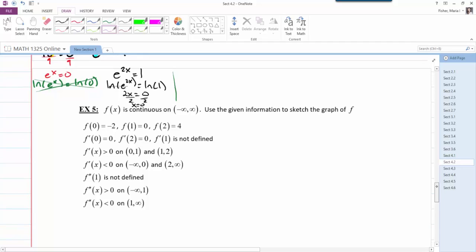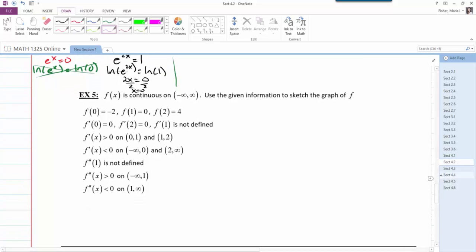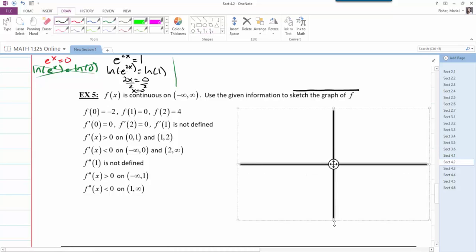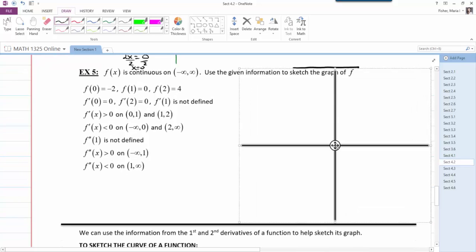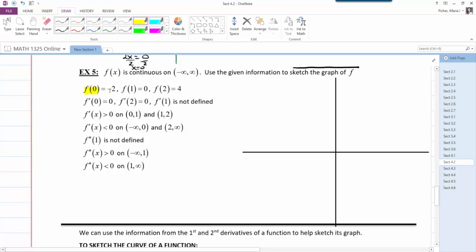What if I give you all of this information and I ask you to graph f? Let's see what kind of information we're given, and then we'll do our best to graph the function. First we're given f of 0 equals negative 2, f of 1 equals 0, and f of 2 equals 4. All of these are just ordered pairs.